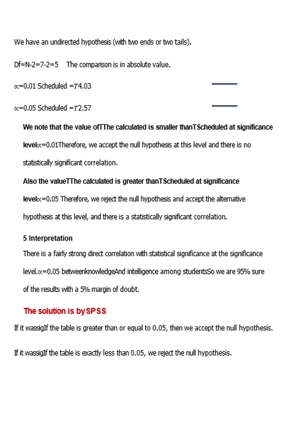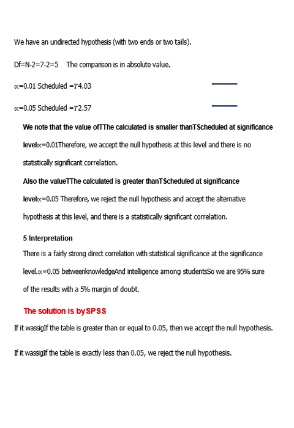We note that the calculated t is smaller than the tabulated t at significance level 0.01. Therefore, we accept the null hypothesis at this level and there is no statistically significant correlation. Also, the calculated t is greater than the tabulated t at significance level 0.05. Therefore, we reject the null hypothesis and accept the alternative hypothesis at this level, and there is a statistically significant correlation. 5. Interpretation. There is a fairly strong direct correlation with statistical significance at the 0.05 significance level between knowledge and intelligence among students, so we are 95% sure of the results with a 5% margin of doubt.